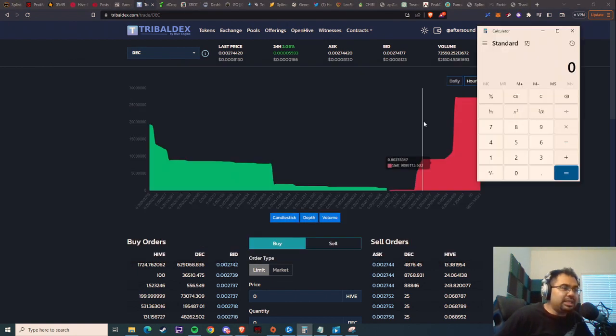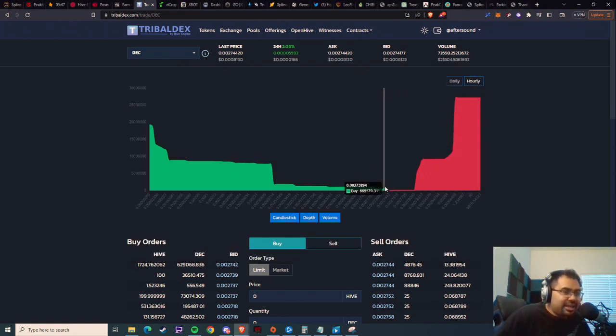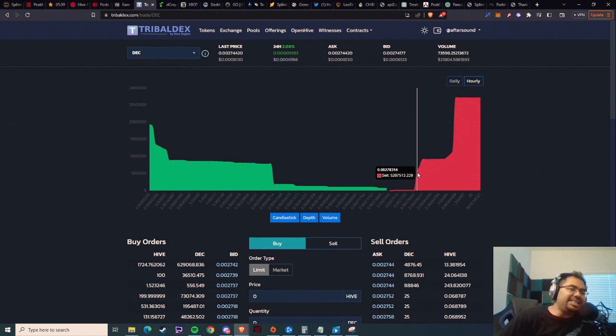And what you can see here is that there is a sell wall. You can see there's a steep sell wall, meaning that if you go to this price of Hive, 0.00278 Hive, for example, they are trying to sell, and I don't know if this is cumulative, it may be cumulative, it may not be, but you can see here this number, 5.2 million. Yeah, 5.2 million DEC that are set to be sold. You go a little bit higher than that.